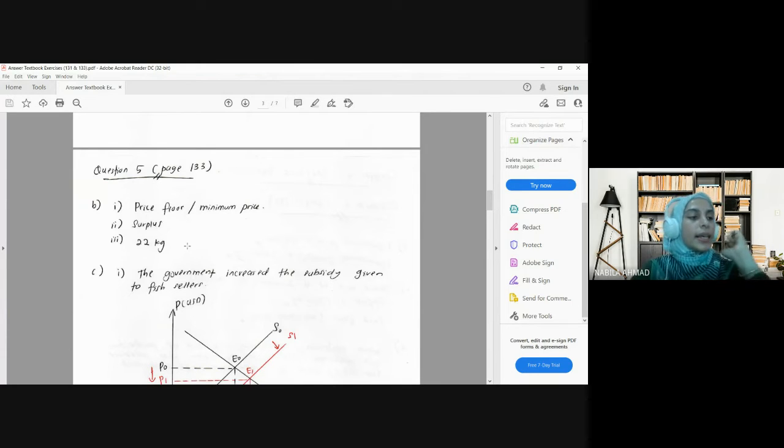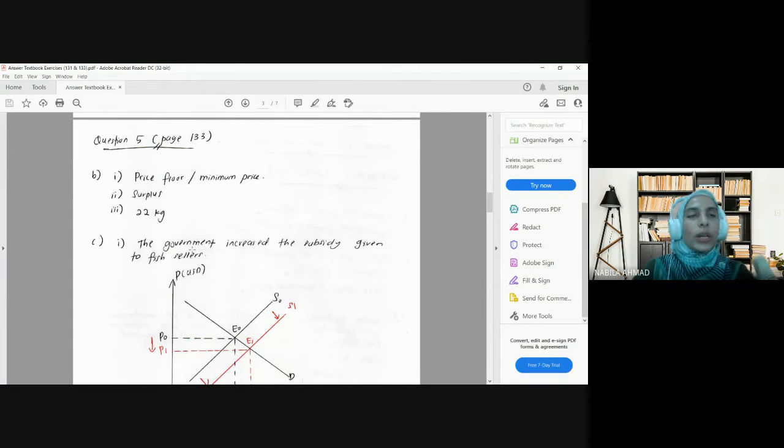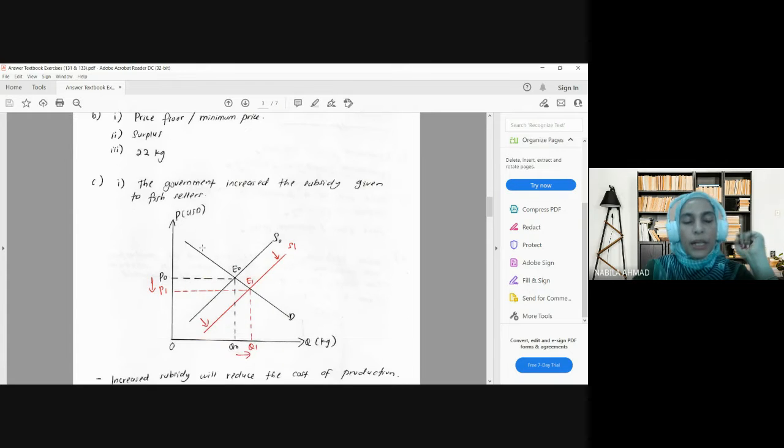Okay, question C. Show the effect of the following factors on the market for fish using separate diagram. So lukis setiap satu situasi itu, setiap satu diagram lah. Okay, soalan 1, the government increase the subsidy given to fish seller. Right, so now when government give subsidy, government increase the subsidy, so dia akan affect supply.